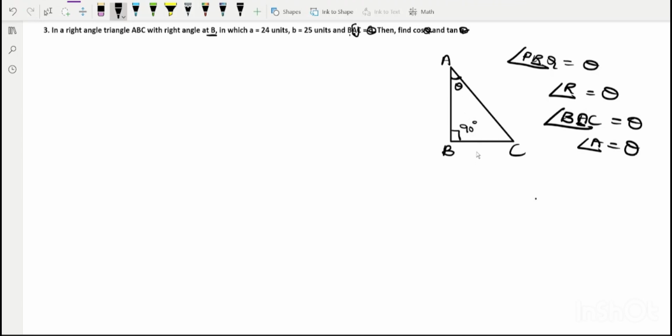So if this is the angle, the side which is opposite to the angle will be considered as the opposite side, and the other one as adjacent, and the one which is opposite to the 90 degrees is the hypotenuse.